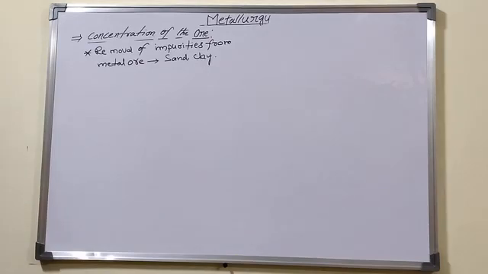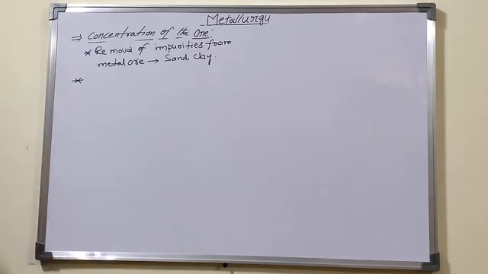Concentration involves several steps, and selection of these steps depends on the difference in physical properties of metal ore and gangue. So we have different steps, and the selection of step depends on the difference in the physical properties of metal ore and gangue.